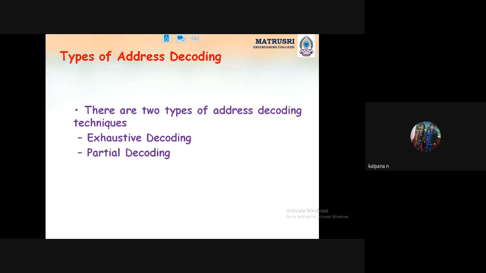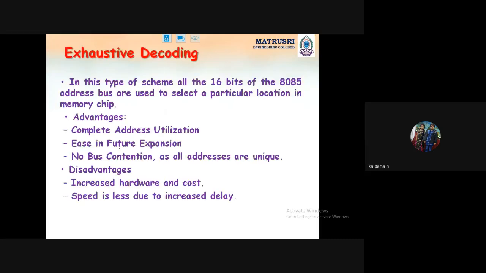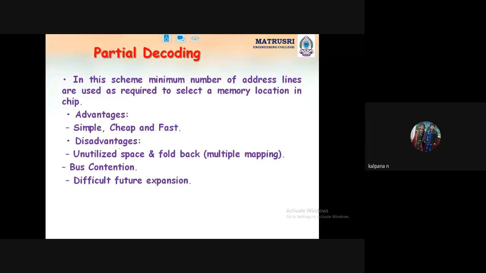Exhaustive decoding means what? Complete address lines we are utilizing. If we are utilizing complete address lines, the hardware required is more. If everything we are connecting, the speed of the processor will be reduced. Whereas partial decoding means what?